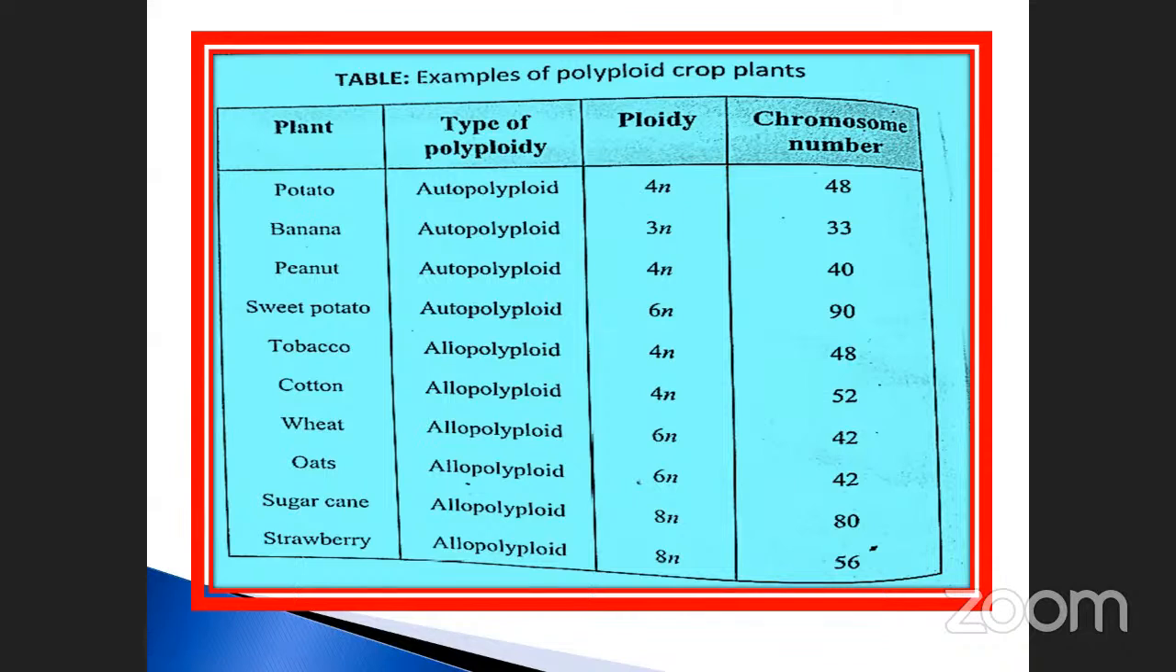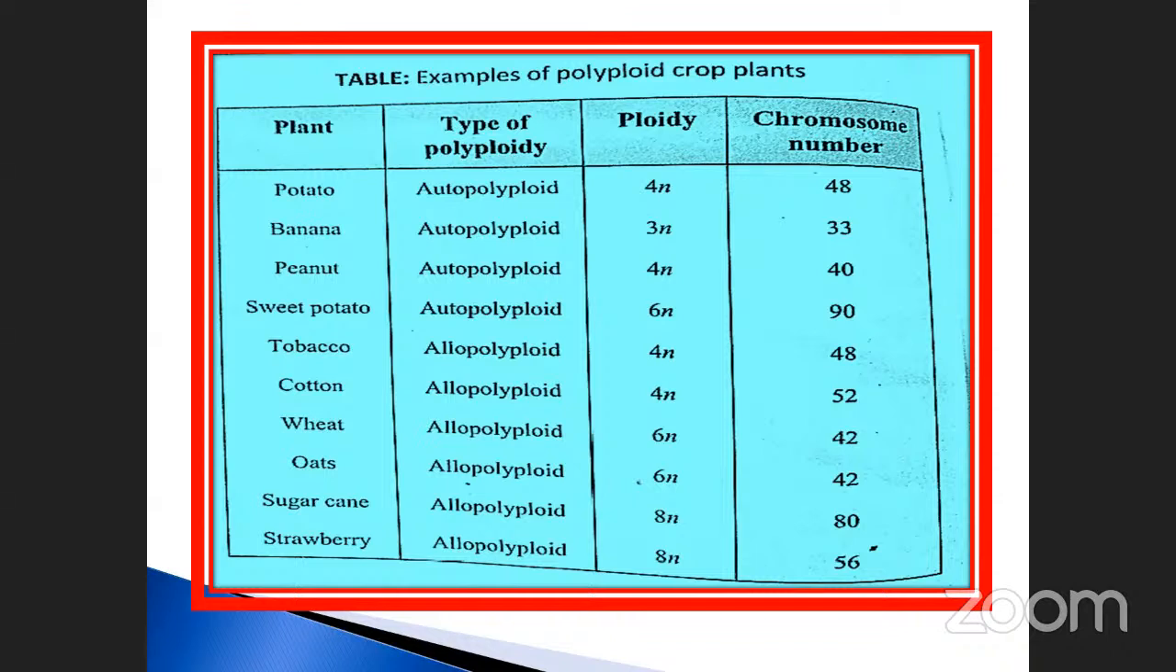Divided by 4, you will get the single n, which is 12. For banana 3n, 33, so 11 is the chromosome number. For peanut 4n, 40 means 10 is a single set. Sweet potato 6n, 90, so 15 is n. Tobacco, cotton, wheat, oat, sugar cane and strawberry are allopolyploidy.